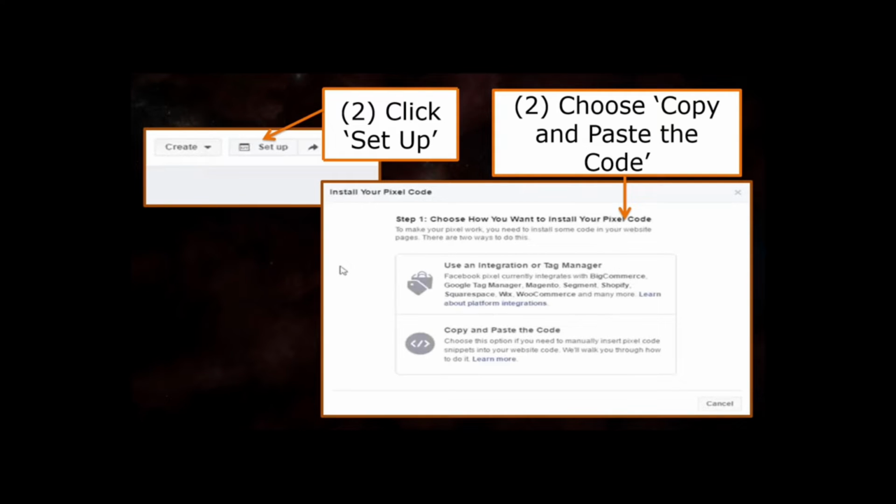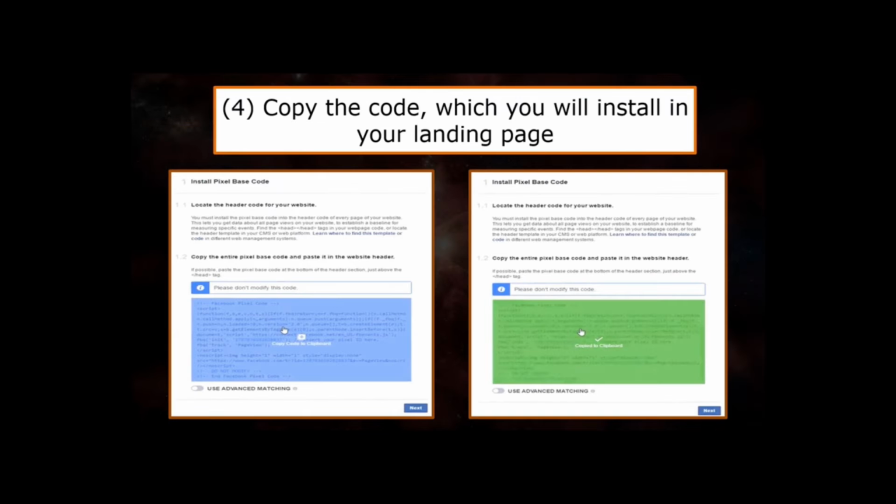On the next page, you click on Setup, which is at the right-hand corner of the page. Then a pop-up will appear where it states Install your Pixel code. There will be two options, which are Use an integration or Tag Manager and Copy and paste the code. You will then click on Copy and paste the code. After that, you'll see Install Pixel Base Code, where there will be a code ready for you to use. All you need to do is click on the code and it will be automatically copied.